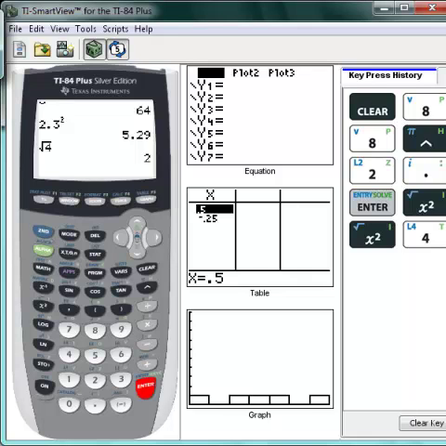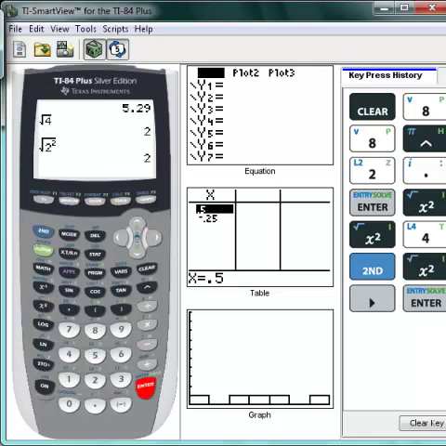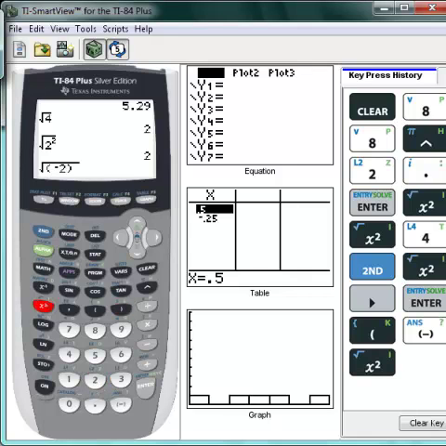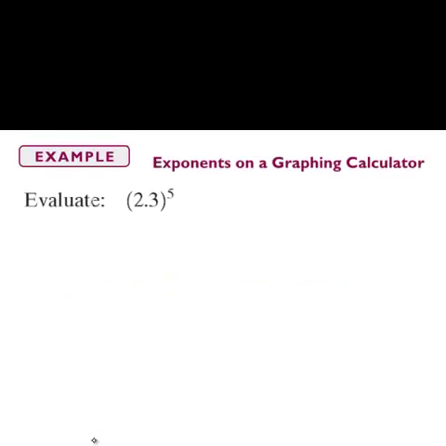If you want to take the square root of an expression, you could do that as well. So if you want to take the square root of 2 squared, then that's fine. Or if you want to take the square root of negative 2 squared, you can input it like that. And the result is going to be 2, for example. All right, so there. Now you know how to evaluate exponents on your graphing calculator.